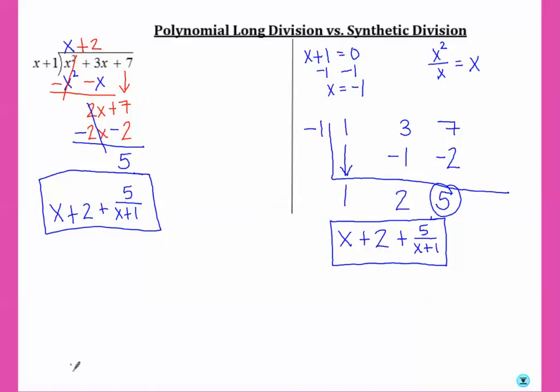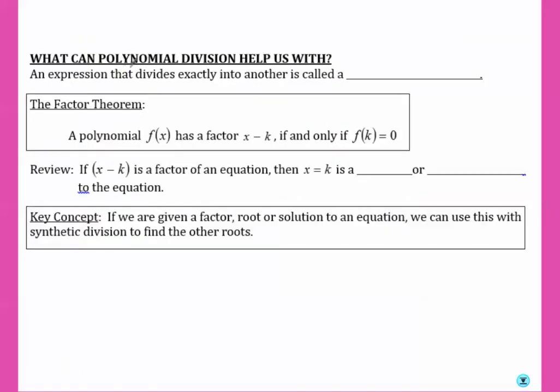So let's see why we need to use synthetic division. An expression that divides exactly into another is called a factor. For example, we know that 9 is a factor of 36 because 36 is divisible by 9 with no remainder. Something that can help us: if x minus k is a factor, and we set that equal to 0 and plug k into the equation, we would end up with 0 at the end. If x minus k is a factor, then x equals k would be a root or a solution to the equation. We could also say it was a 0 or an x-intercept.